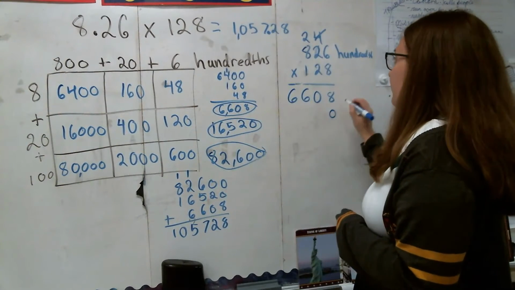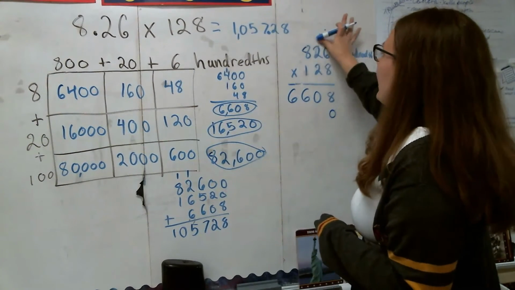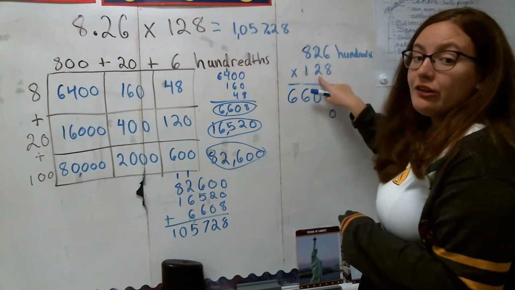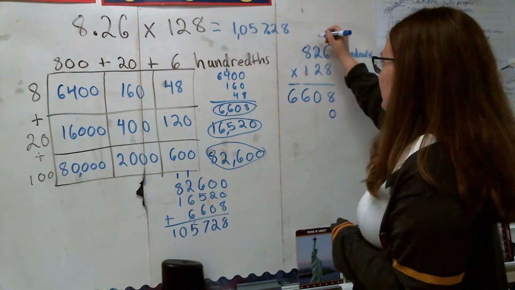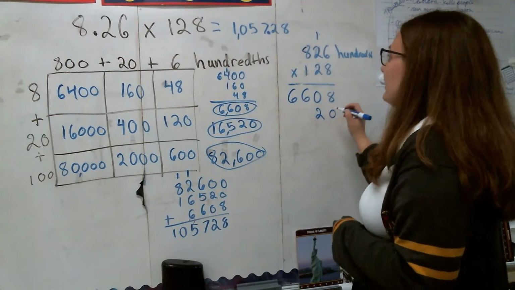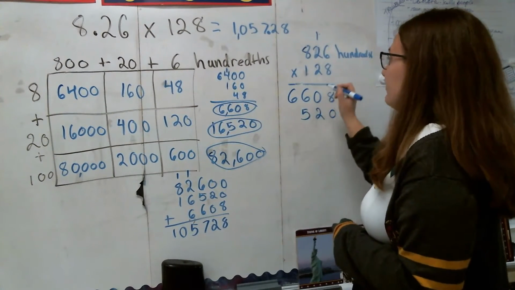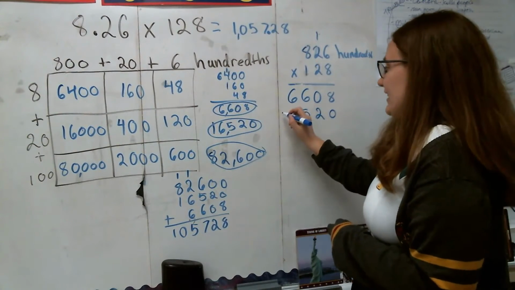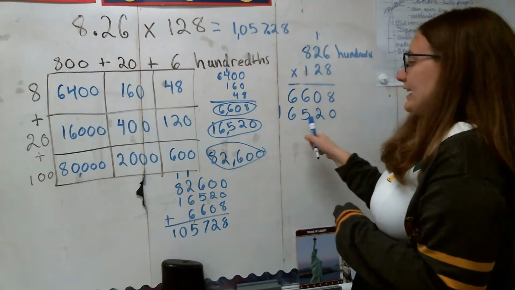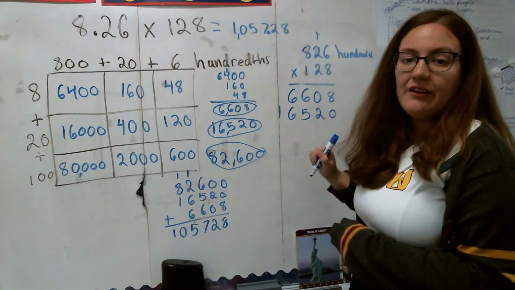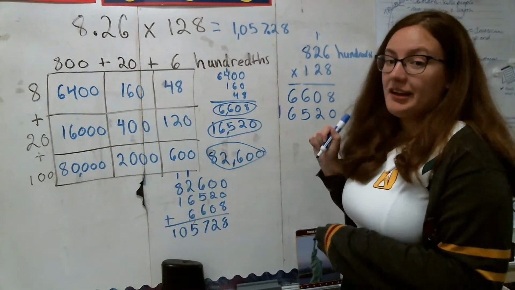Then I add a 0 for that placeholder, and I'm going to move on to this 2 right here. I do 2 times 6, which is 12. Carry the 1, leave the 2. 2 times 2 is 4. 4 plus 1 is 5. And then 2 times 8 is 16, which gives me a next partial product of 16,520. Just like my area model.